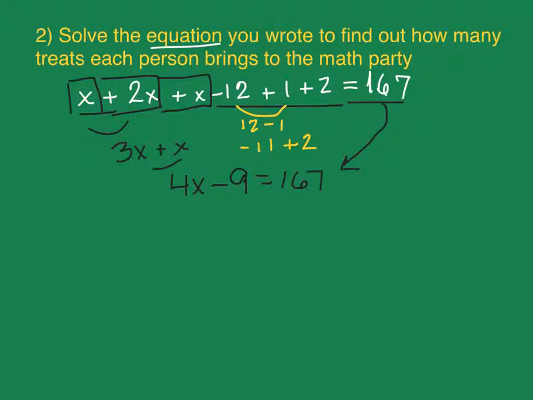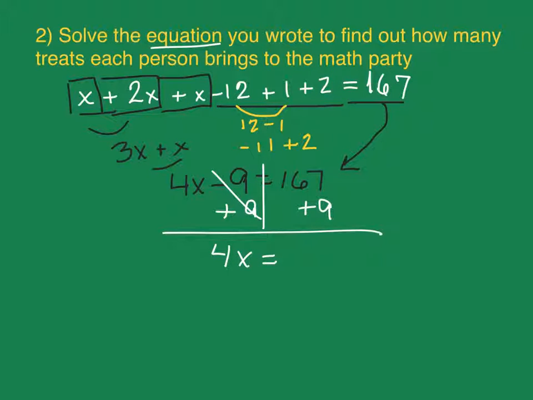Now I solve this the way I solved the other ones. Ask myself that same question. What is the opposite? What's the opposite of minus 9? Is plus 9 on both sides. Minus 9 plus 9 cancel out. I'm left with 4x equals 167 plus 9 more. Well, if it was plus 10, it would be 177, but it's 1 less than that, so it's 176.